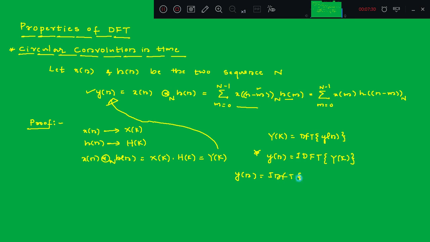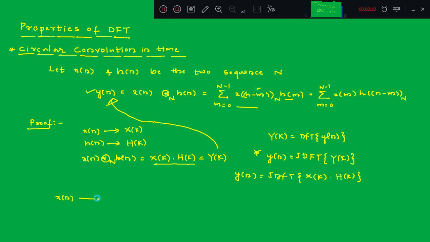And we know that the IDFT of this y of k is, in frequency DFT form, a simple multiplication of the DFTs of these two sequences x of n as well as h of n. So y of k is equal to x of k multiplied by h of k, right? So there is a simple method known as what? The Stockham's method.